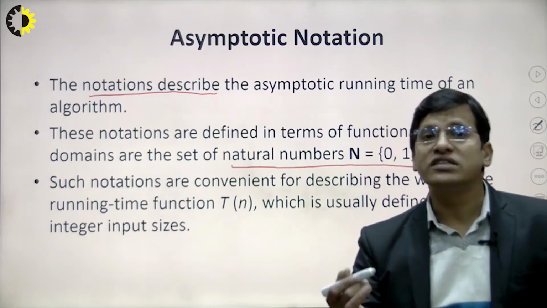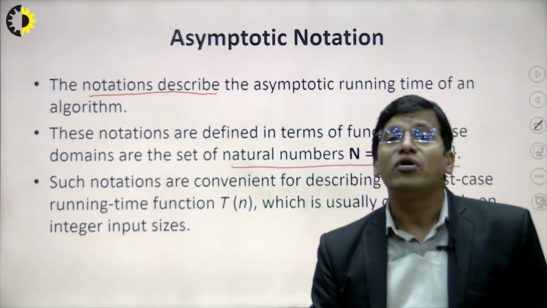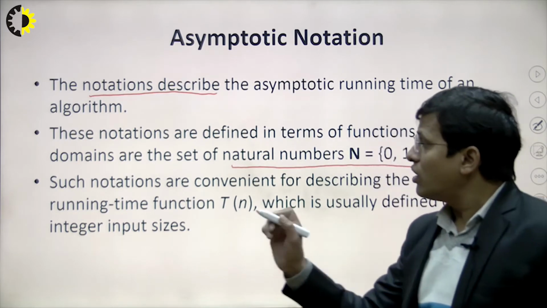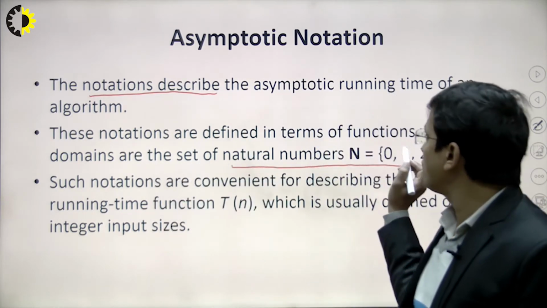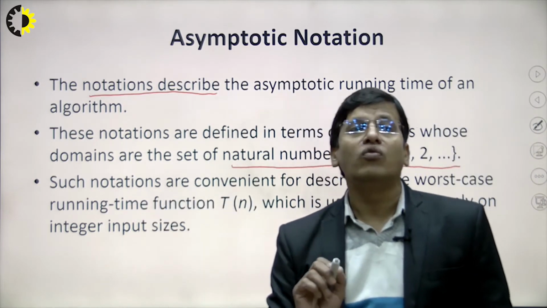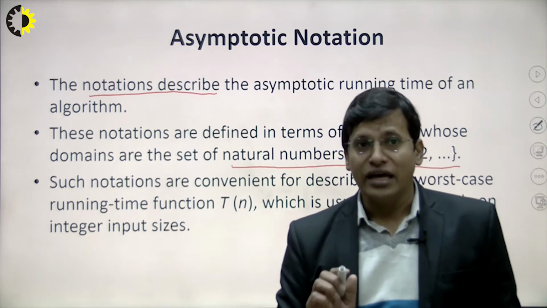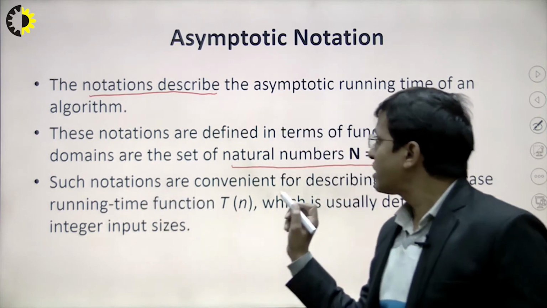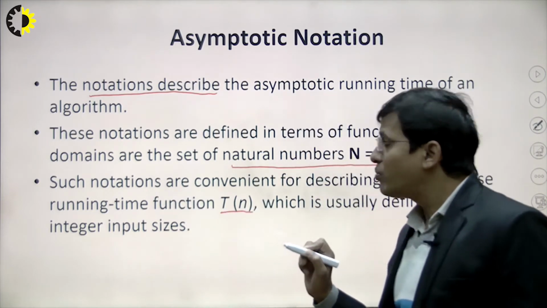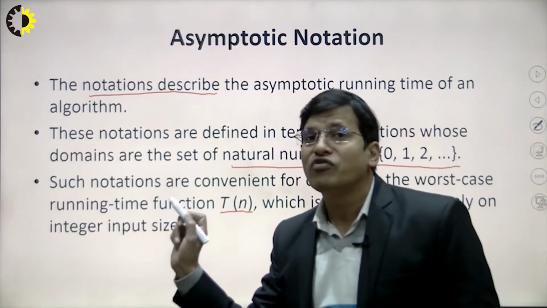Just like insertion sort, there are lots of sorting algorithms, but which one is taking less time or more time under the condition of how many inputs we have, right? Under these conditions, we are trying to find out what notation we can use to denote the running time of any algorithm. Such notation is convenient for describing the worst case running time. T of n is one of the important parts in this subject. So T of n is basically the worst case running time function of any algorithm, right?